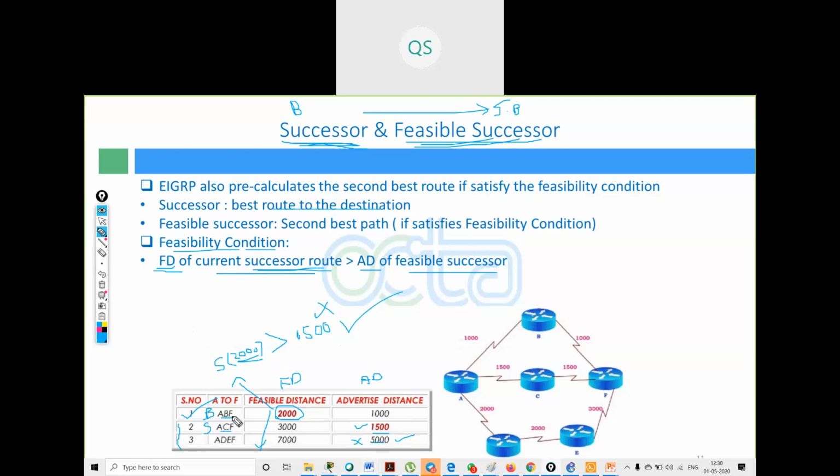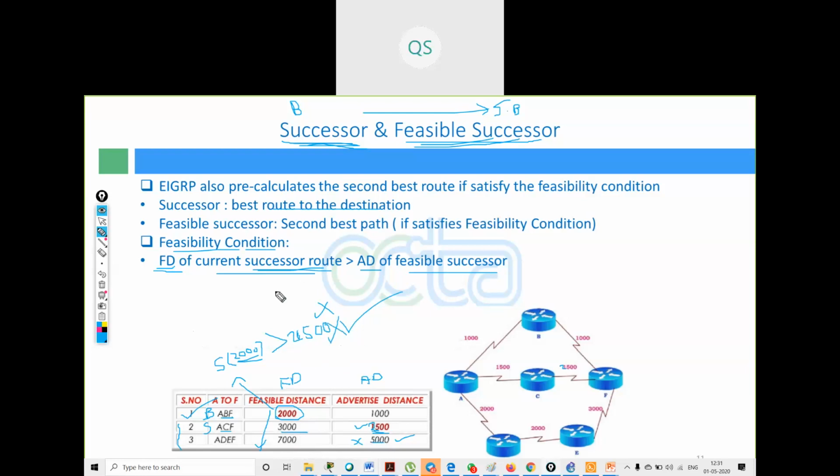So if that advertised distance is 2500, it's still not lesser than the feasible distance of the successor. It will be 2500 over here, so this will be the feasible distance. Now the value is 2500, so it will not match the feasibility condition.